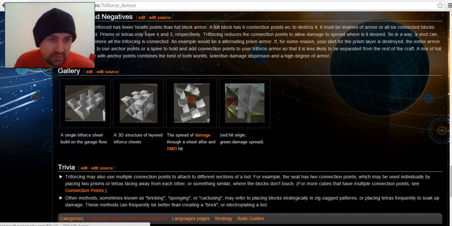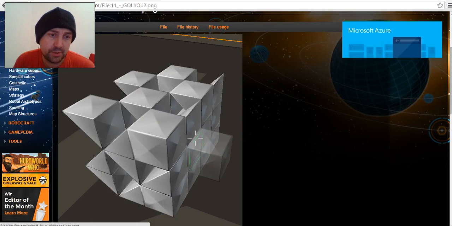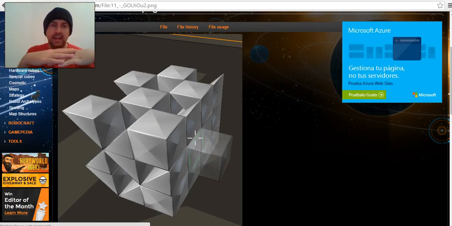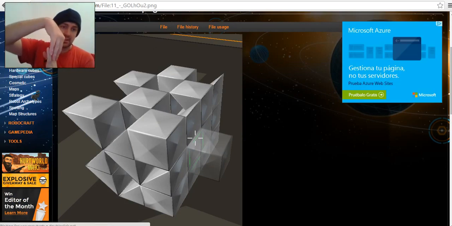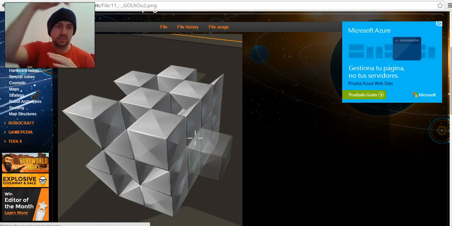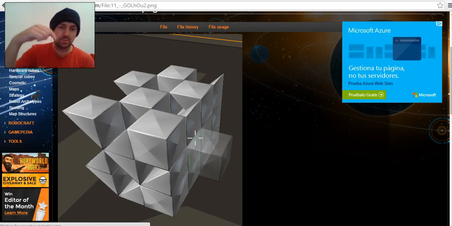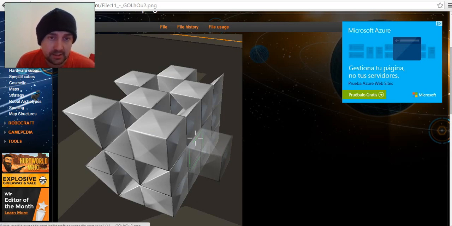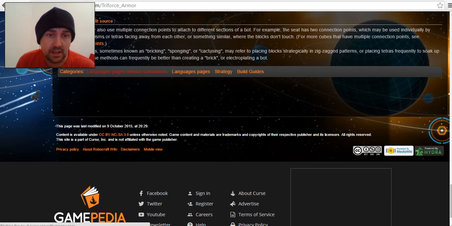A 3D structure of layered Triforce sheets. So, again, it's prism. But where we saw it flat, they've just turned it like this. And again, it's just prism, and then behind it, prism, with cubes added in as anchor points. You can see there's an anchor point at the top corner nearest to us and at the bottom corner nearest to us as well. Okay, fine. Got it. Triforce with some anchor points.